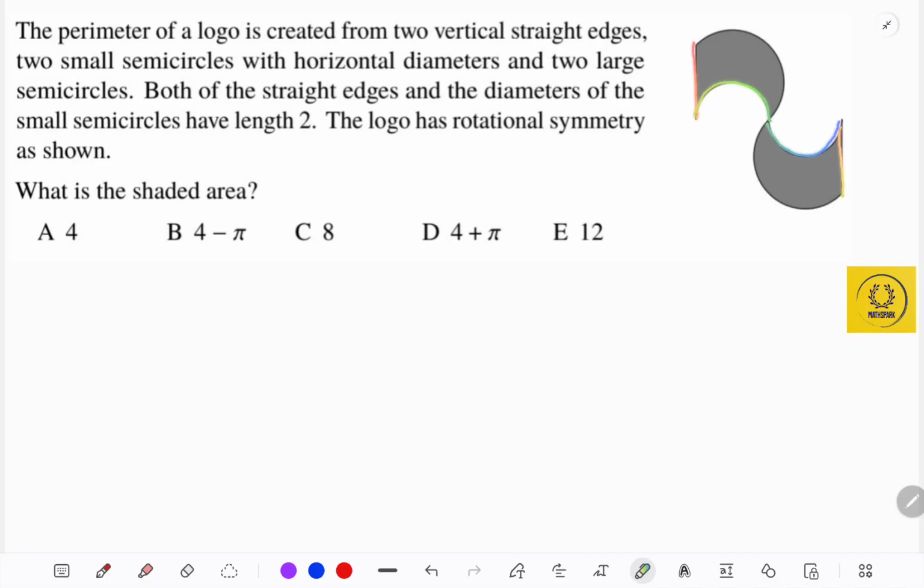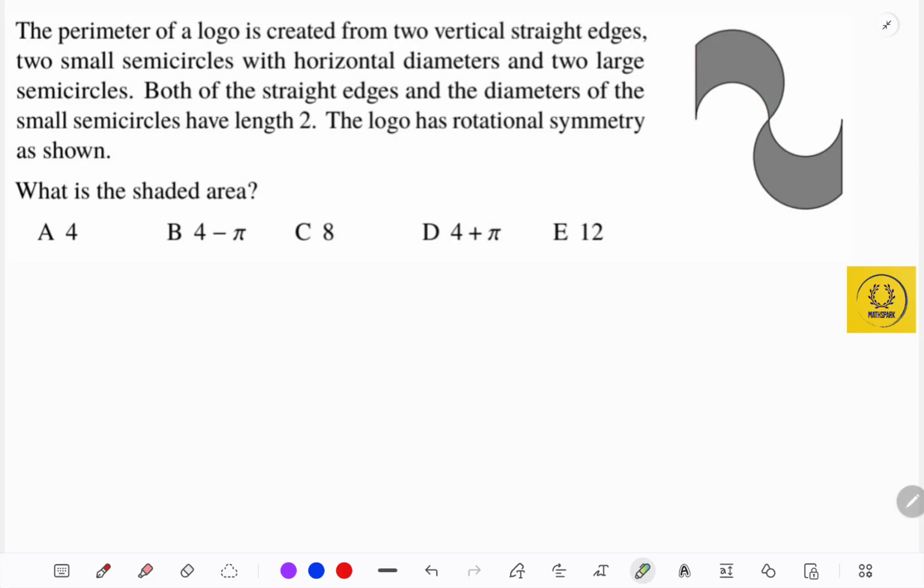2, with horizontal diameters, and two large semicircles, this one and this one. Okay, and both have straight edges, and the diameters of the small semicircles have lengths 2. So this is 2, and for small semicircles, the diameter is 2 as well.